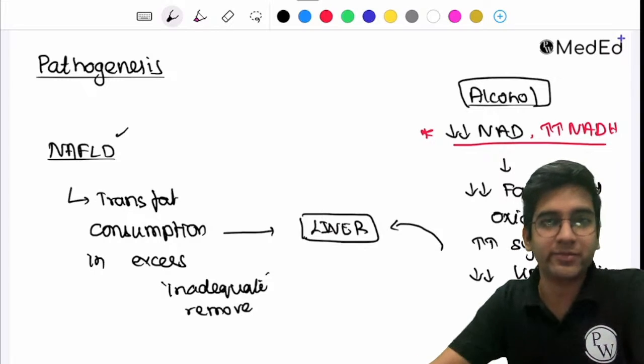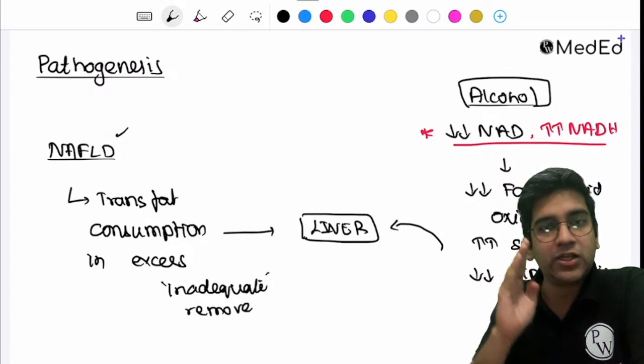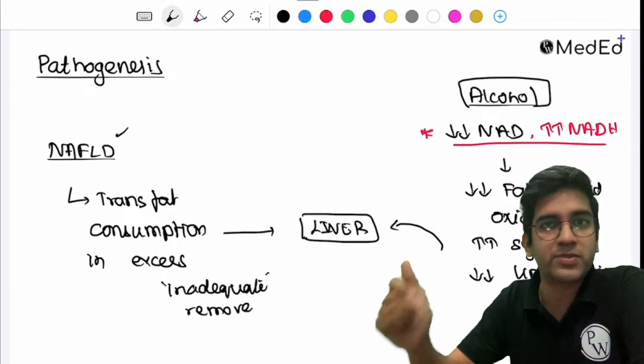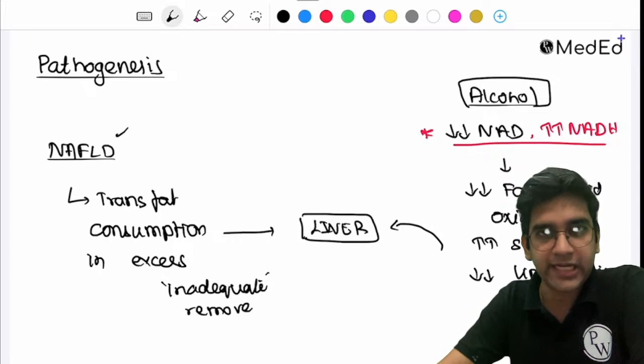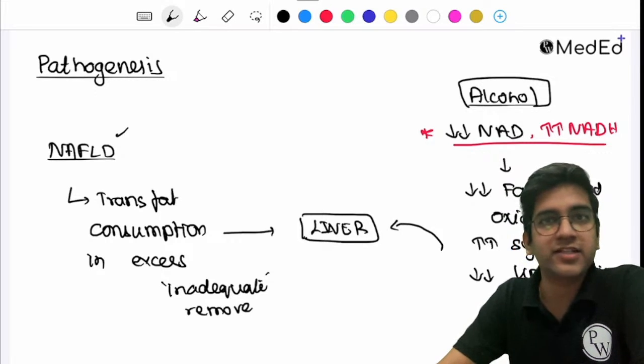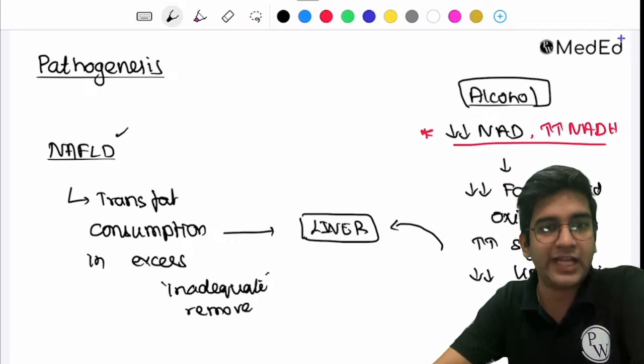Again, we'll go back to biochemistry. How do you think alcohol is metabolized? Alcohol gets converted to one more substance. What is that called? Alcohol gets converted to aldehyde, right? Then aldehyde gets converted to the next product. That's how the metabolism of alcohol works, right?